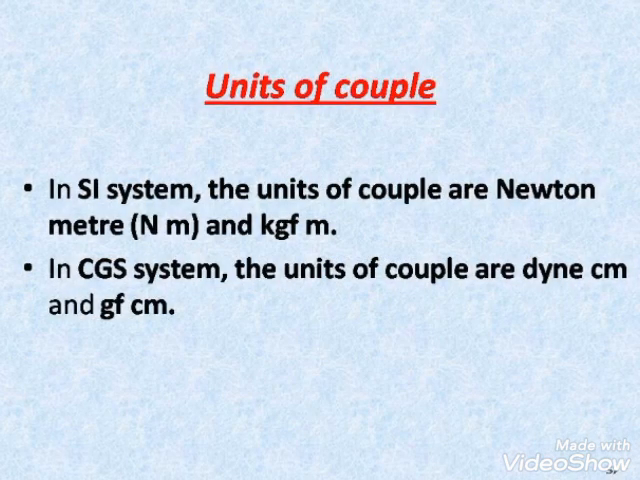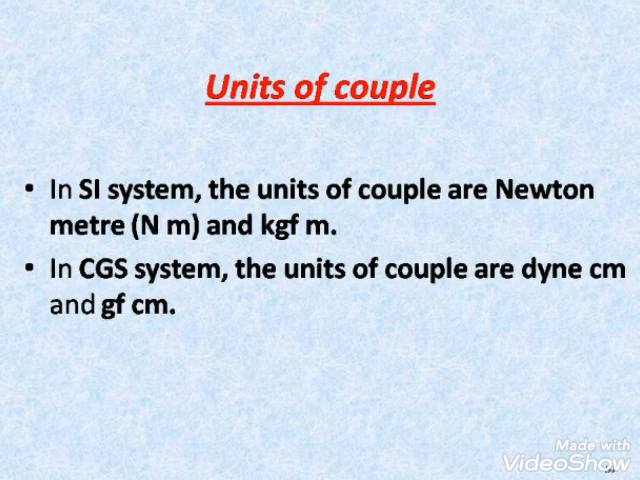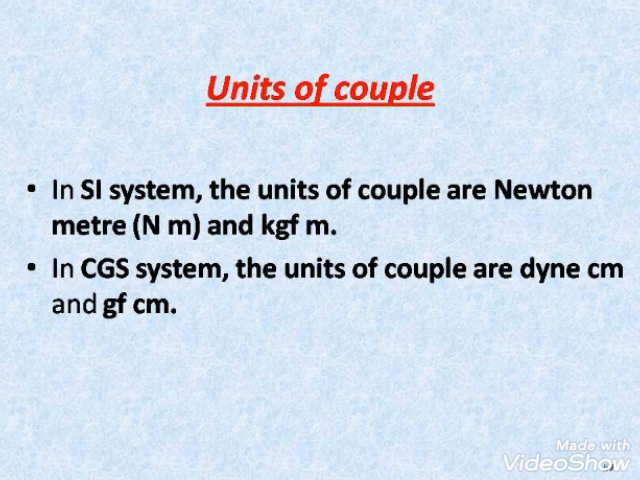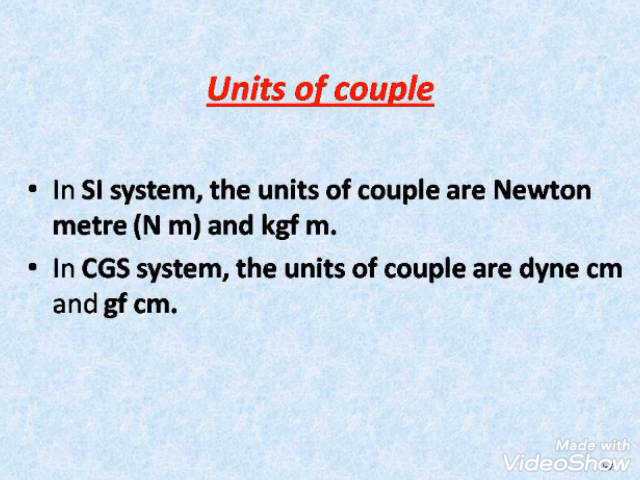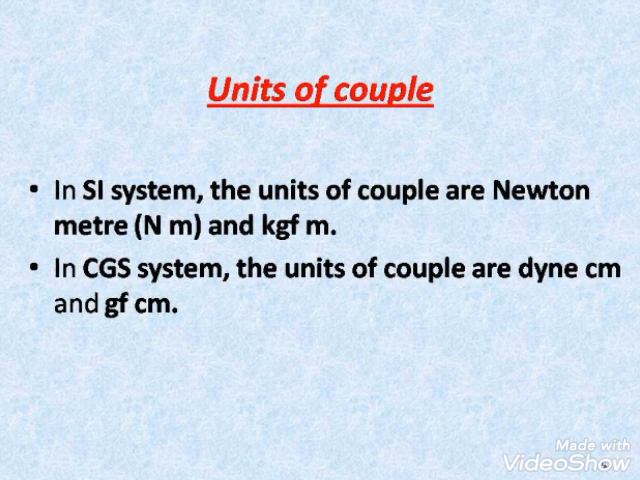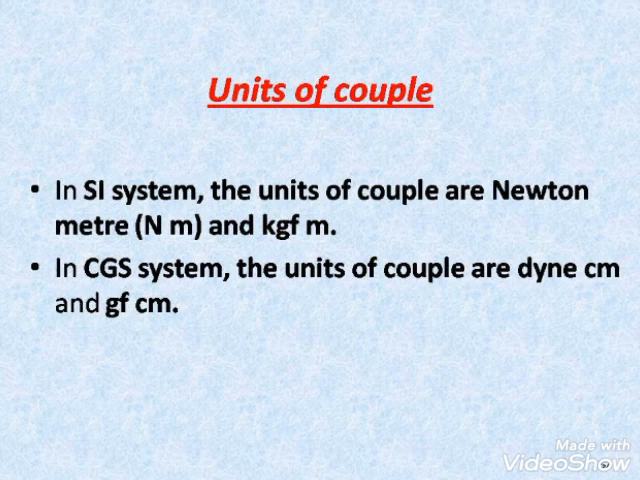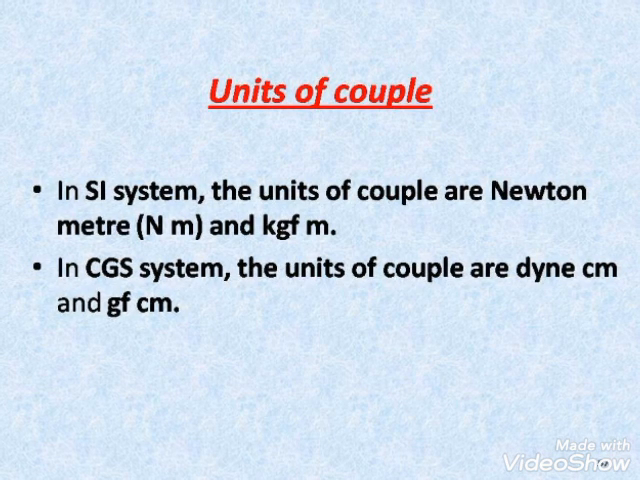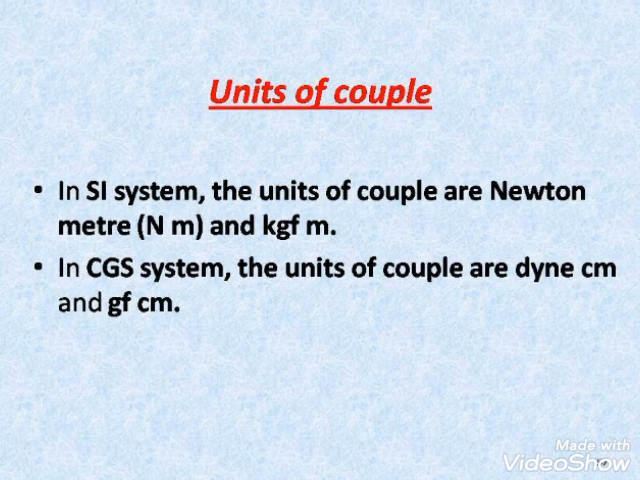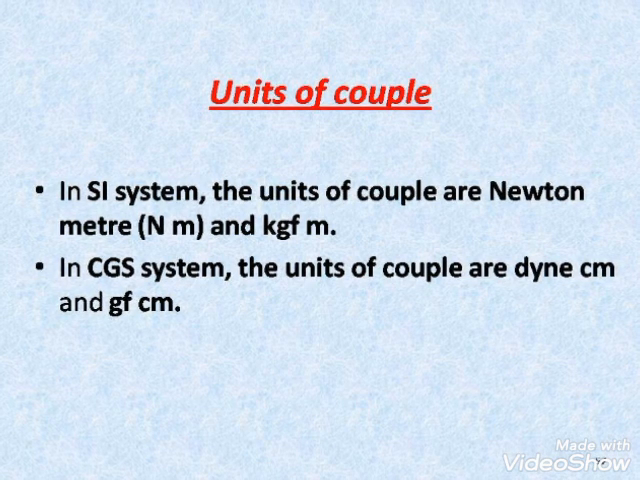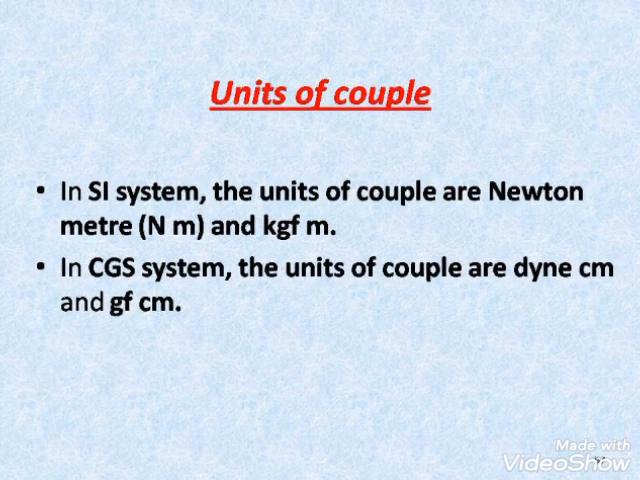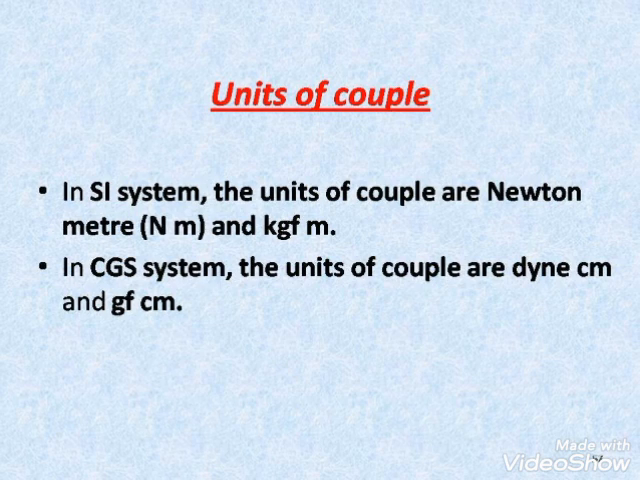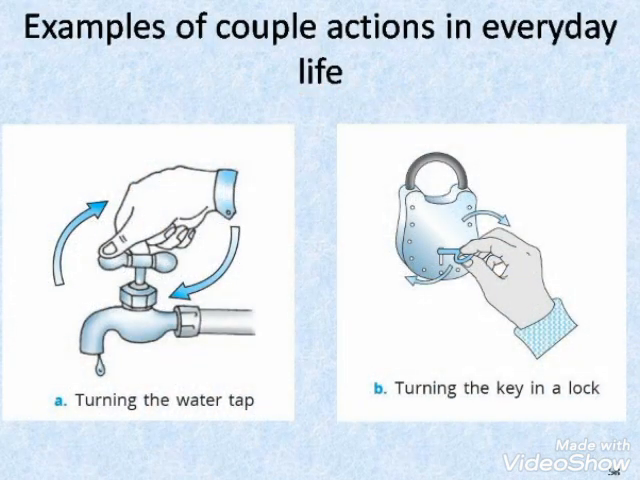What is the unit of couple? The SI unit of couple is Newton meter, because if I calculate couple, then it is equal to force into couple arm. Couple arm is the distance AB between the two forces where I am applying. In CGS system it will be dyne centimeter, and if I take gravitational unit it will be gram force into centimeter. So two equal and opposite parallel forces whose lines of action are not the same form a couple. And how to calculate couple? Couple will be equal to force into couple arm.